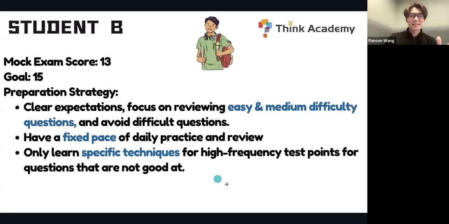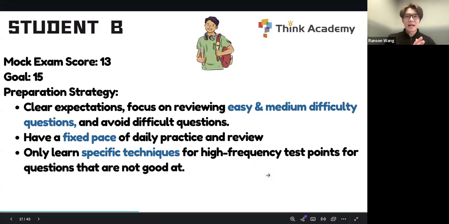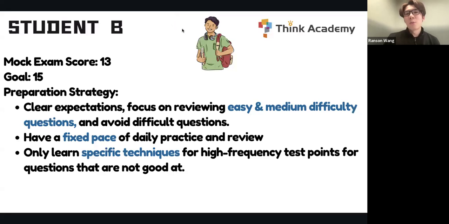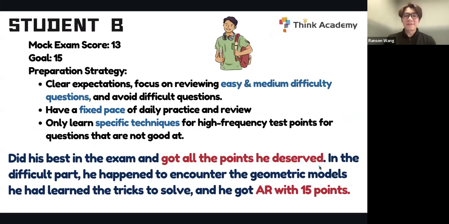So what he did is he found all of the high frequency test points, like what I said, the three-dimensional shapes and the sectors with the circles and with the squares, something like that. For those specific modules, he learned the specific techniques to approach those problems. But he didn't spend that much time practicing them, wasting a lot of time on it. And you guys can take a guess what score he eventually got. So we have 18, 17, 20. Okay, that's actually a fair guess. Eventually he got 15 points. That just met his goal.